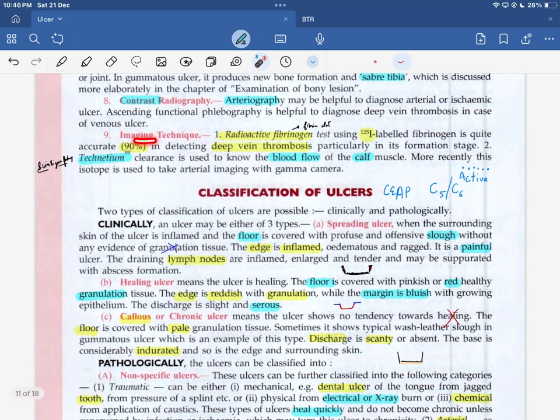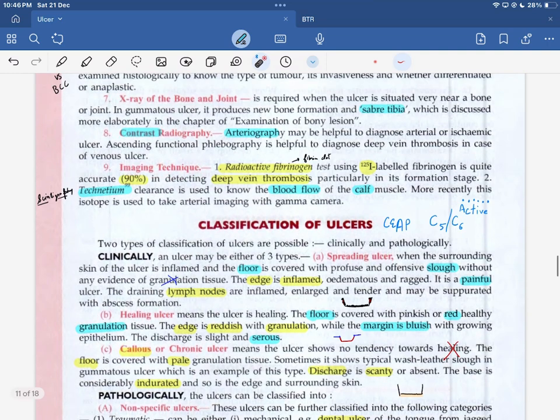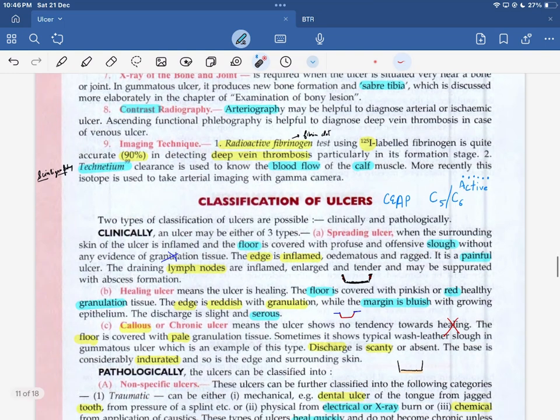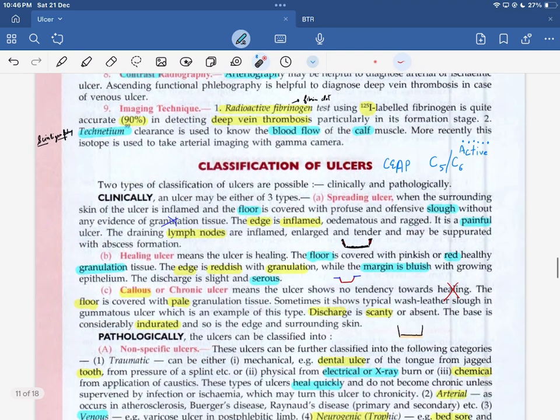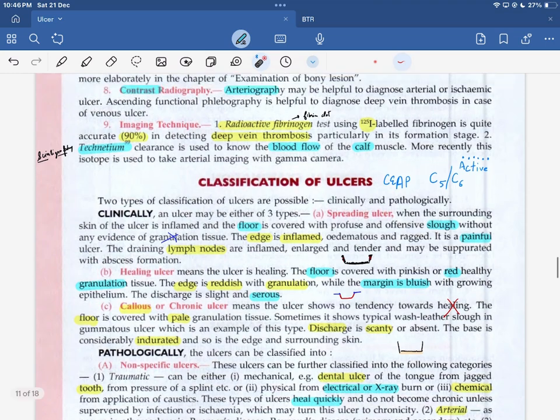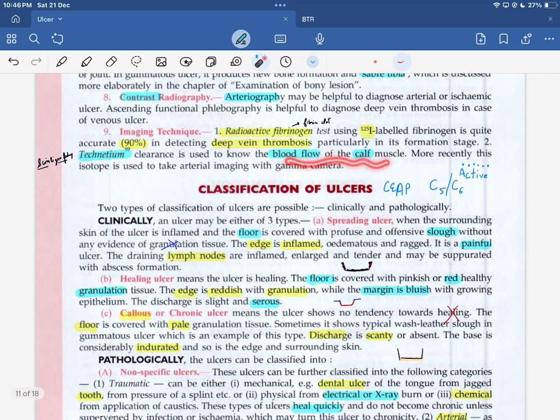And the imaging techniques, these are very rare things. We are not usually taught this, but you can do the radioactive fibrinogen testing using I-125 labeled fibrinogen, right? And in detecting DVT, right? I've not read this commonly, but here it's written, so I'm just going to tell about it. And the technetium also, it's called scintigraphy, right? You can do it for the blood flow of the calf muscle, right?